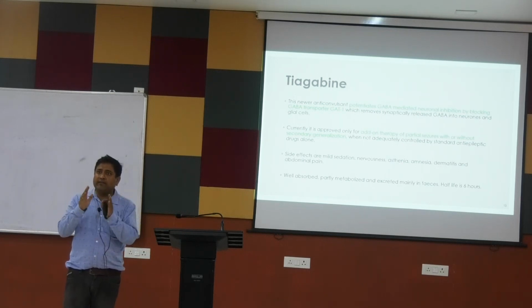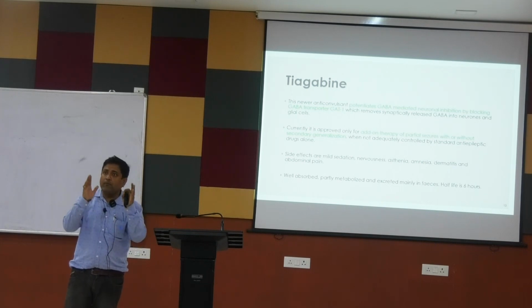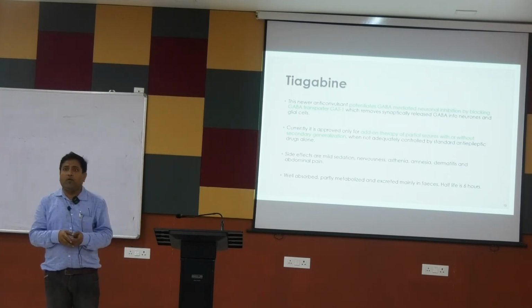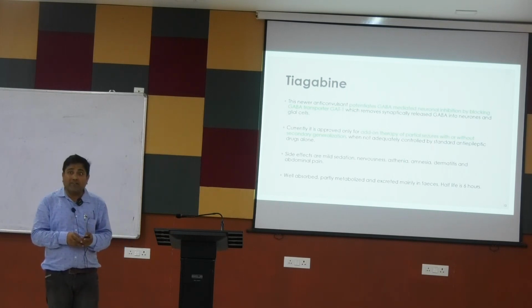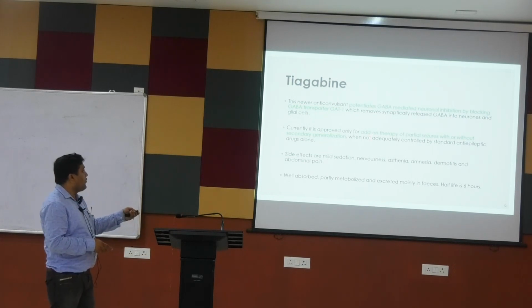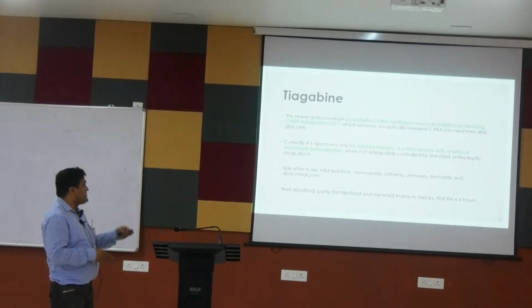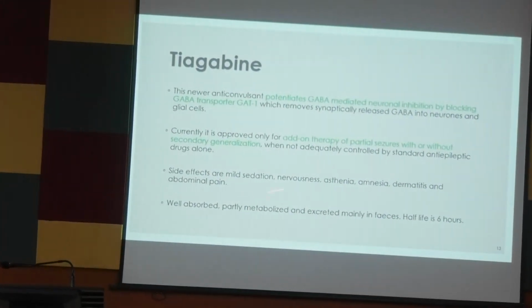The synaptically released GABA is not taken up by the presynaptic neurons and hence more GABA is available to act on the GABA benzodiazepine receptor, and thus they are potentiating the GABA action. Currently it is approved only for add-on therapy of partial seizure with or without secondary generalization.